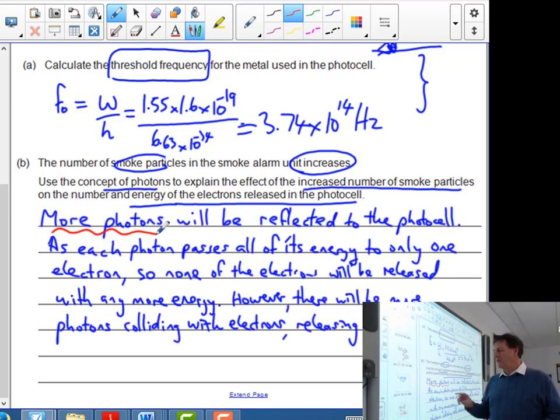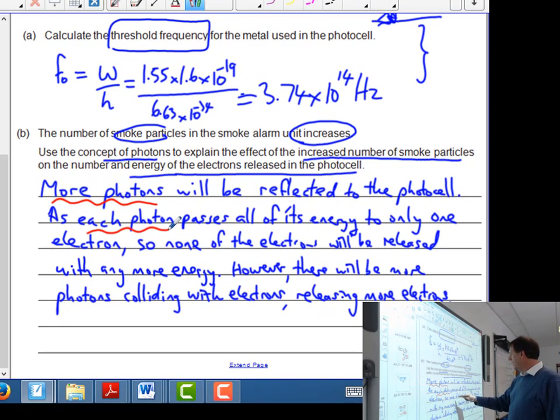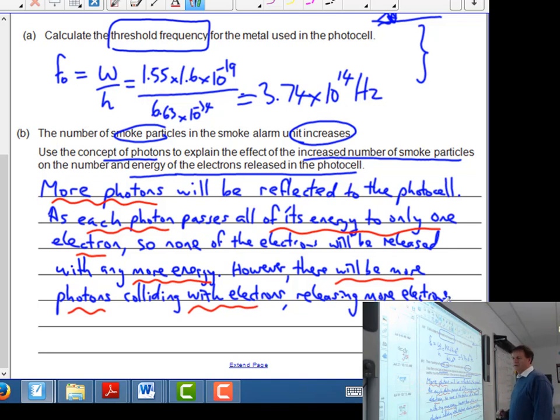So it's important to point out there's going to be more photons because there's going to be more deflections of photons from the increased number of particles. Also based on that, each photon only passes all of its energy to one electron. So if you check that, none of the electrons are going to come with any more energy because they're only going to get their energy from one photon, and that energy is not changing, only the number of photons coming down. So you could also point out here there's going to be more photons, and they're going to collide with more electrons and give you more of them. Okay? So the number's going to increase in terms of electrons, but they're not going to have any more energy.